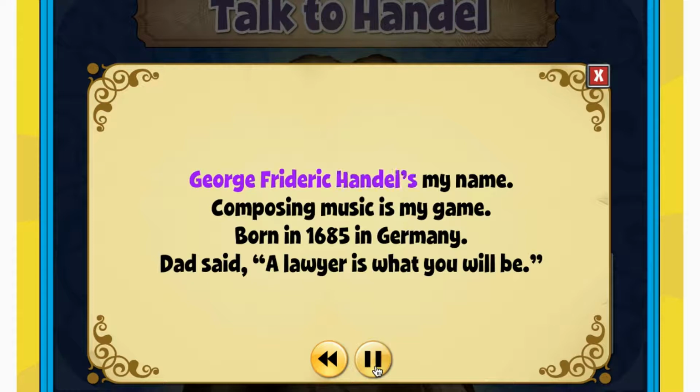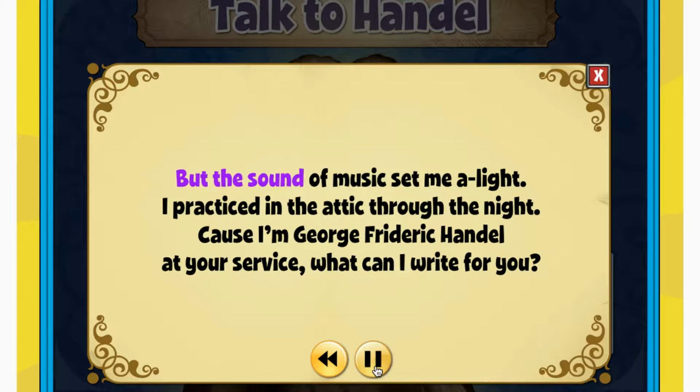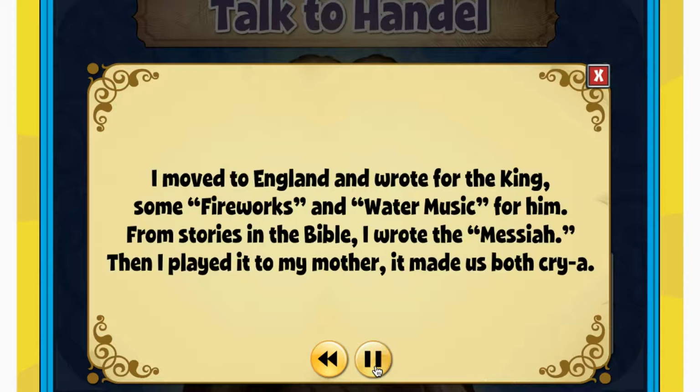George Frederick Handel's my name. Composing music is my game. Born in 1685 in Germany. Dad said a lawyer is what you will be. But the sound of music set me alight. I'd practice in the attic through the night. Cause I'm George Frederick Handel. At your service, what can I write for you?